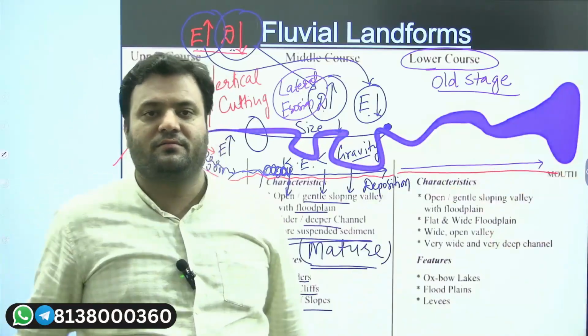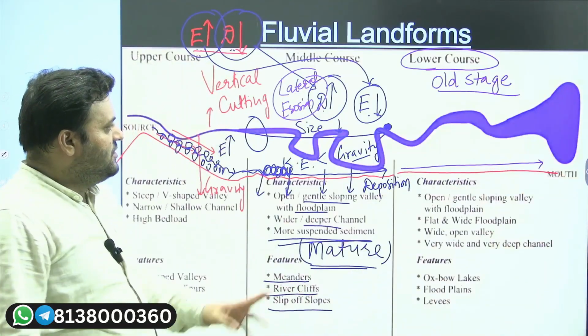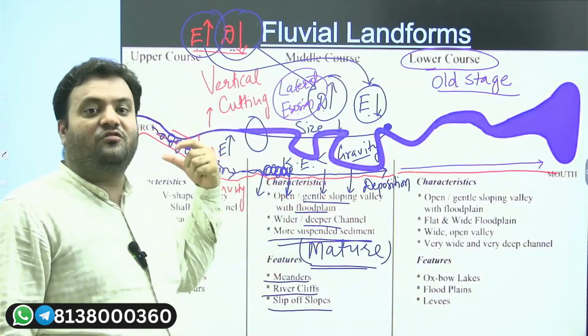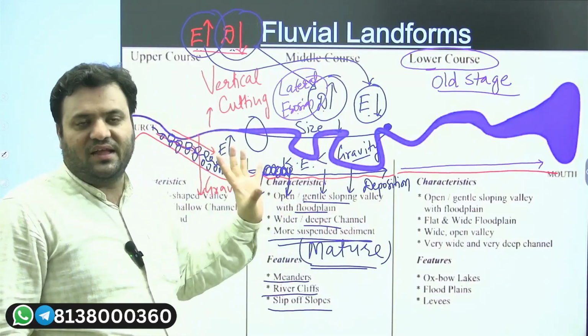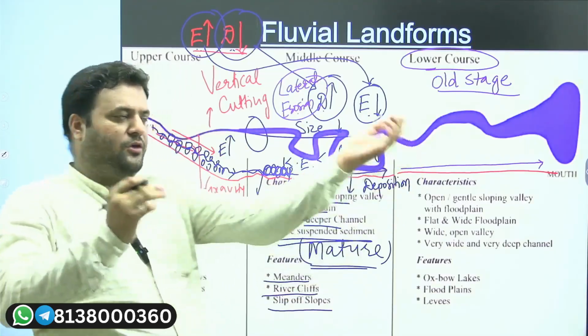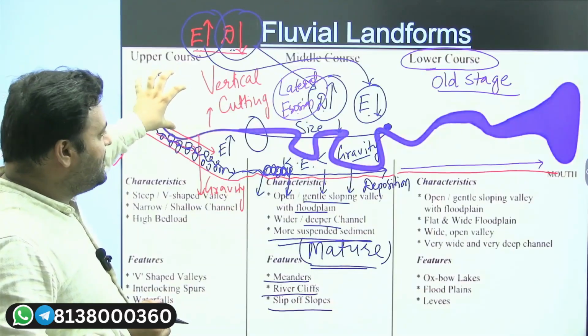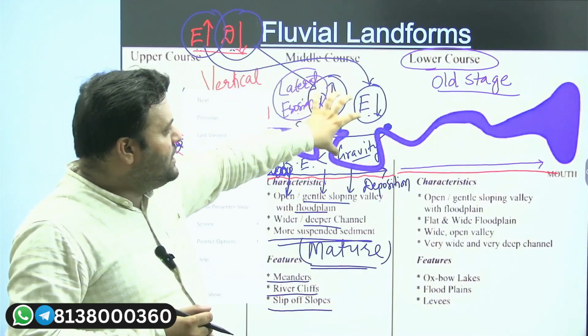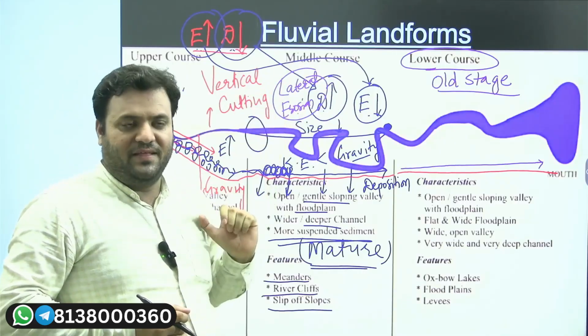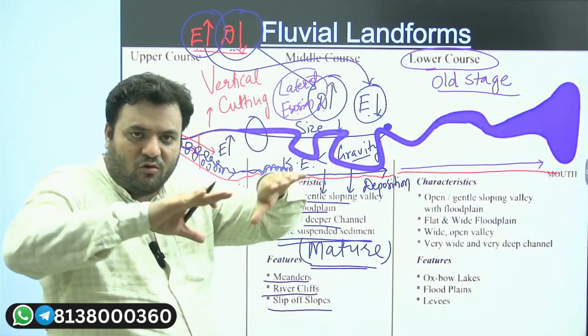Getting broader here. Lateral erosion is more. However, we'll also have vertical down cutting, but that is phenomenally less. Just for example, I am telling you, here we'll have 80% vertical down cutting. Here we'll have 20% vertical down cutting and 80% lateral erosion will be there. Okay, means horizontal.